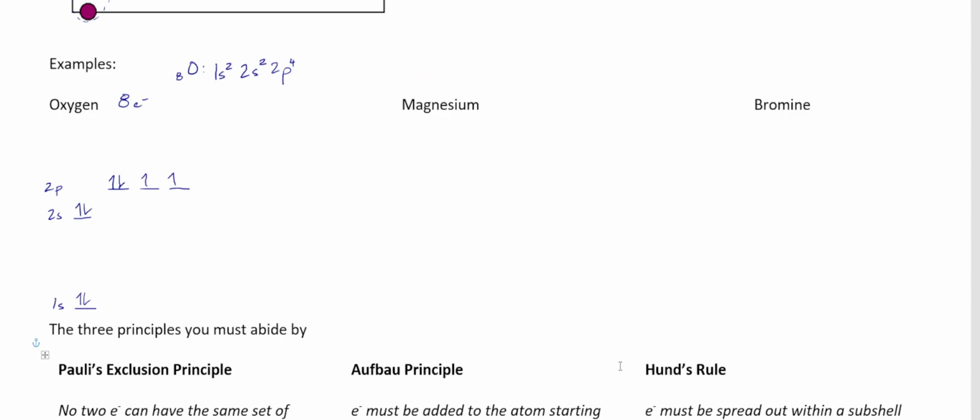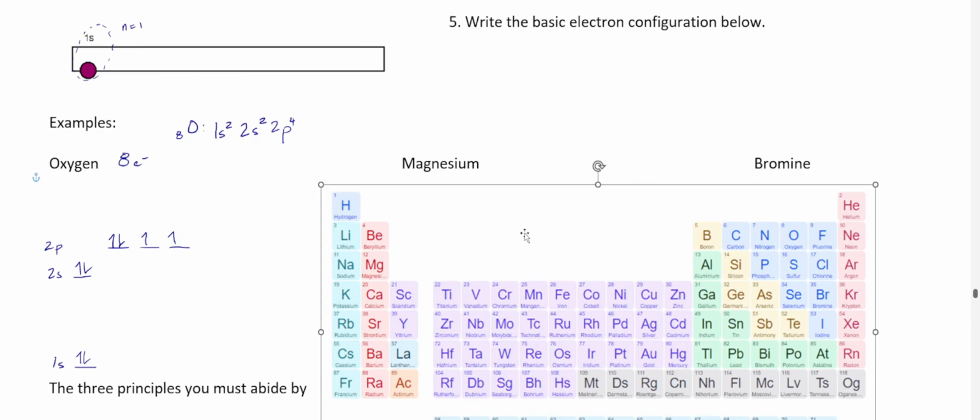The next element I'm going to look at is magnesium. So again, I'm going to pull up my periodic table. I'm going to look at the number of protons in magnesium atoms, and that's going to be the number of electrons I have to place. So let's pull up our periodic table. Okay, I see that magnesium has 12 protons, so that means I have 12 electrons to place for magnesium.